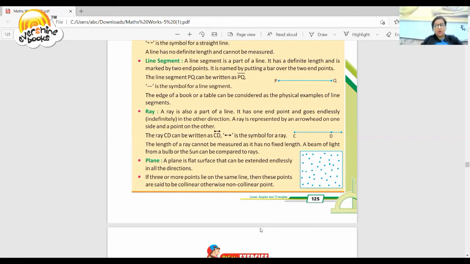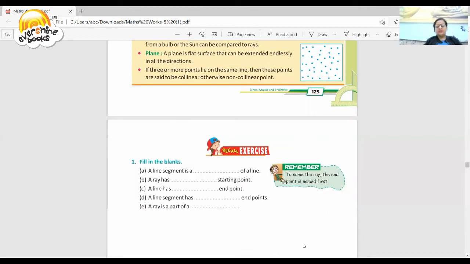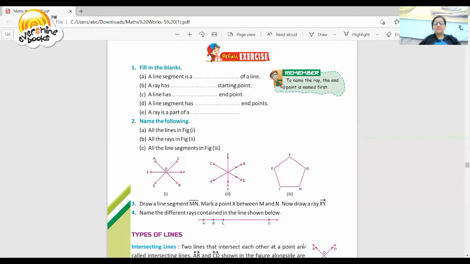Now, plane. A plane is a flat surface that can be extended endlessly in all directions. If three or more points lie on the same line, then these points are said to be collinear, otherwise non-collinear points. Simple. Here we are going to do a recall exercise: a line segment is a part of a line.